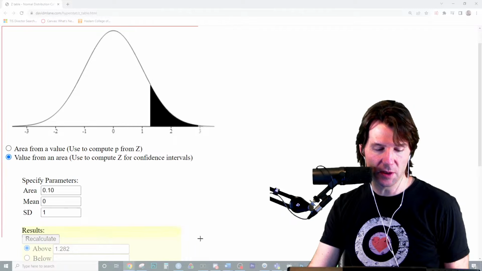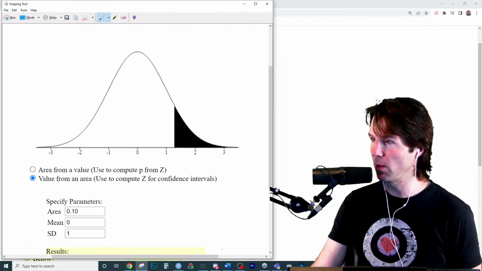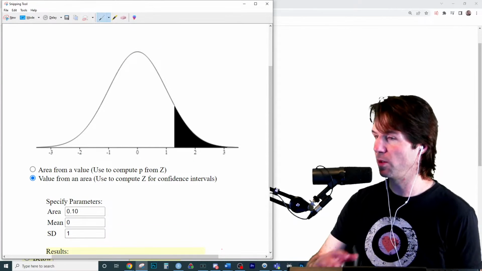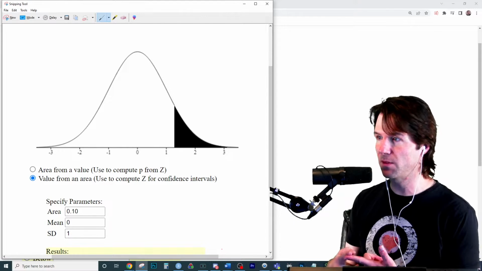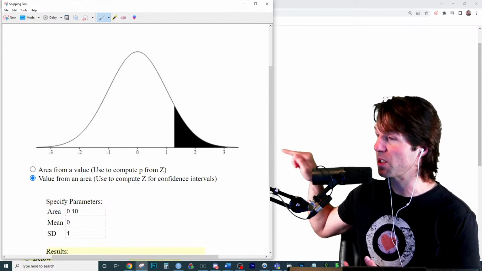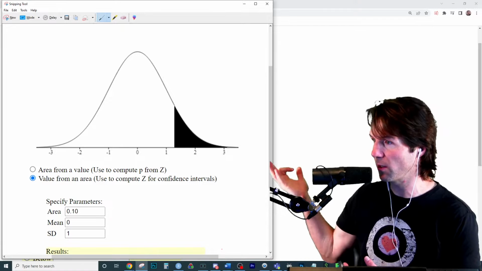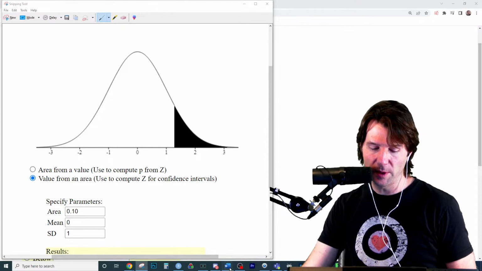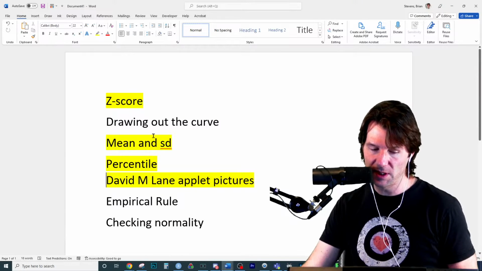The first thing you want to do if you get a picture like this is to just understand what you are seeing. Okay, it's got a mean of 0 and a standard deviation of 1. That means this is what we call the standard normal curve because it's been standardized to Z-scores. And thus, we are going to use Z-scores.